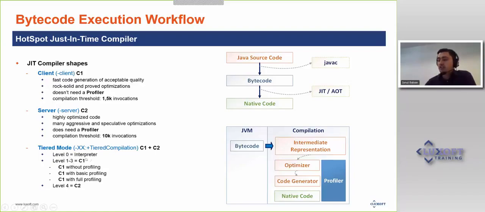The first level is the interpreter. It's the level that the JVM starts in by default. Right after that, we are going to switch into the C1, and during the C1 phase, we have many steps: C1 without profiling, C1 with basic profiling, C1 with full profiling. And right after we go through all of this, we get into the C2. This is a highly advanced way of optimizing the code.